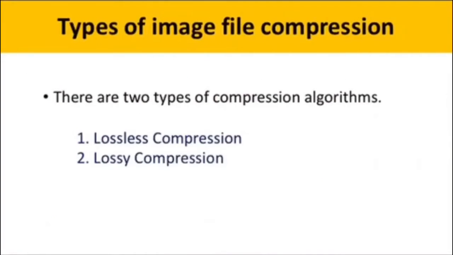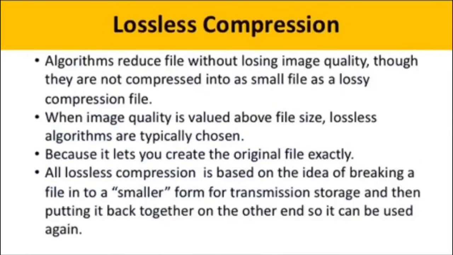Types of image file compression. There are two types of compression algorithms. Number 1, lossless compression. Number 2, lossy compression. Lossless compression algorithms reduce file size without losing image quality, though they are not compressed into as small a file as a lossy compression file. When image quality is valued above file size, lossless algorithms are typically chosen because they let you create the original file exactly.